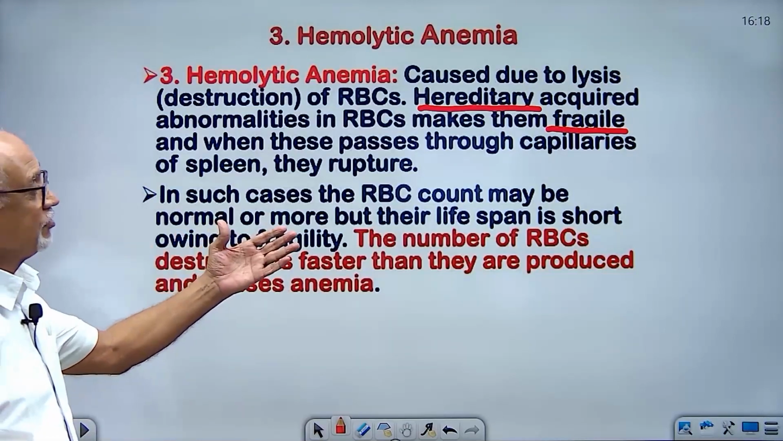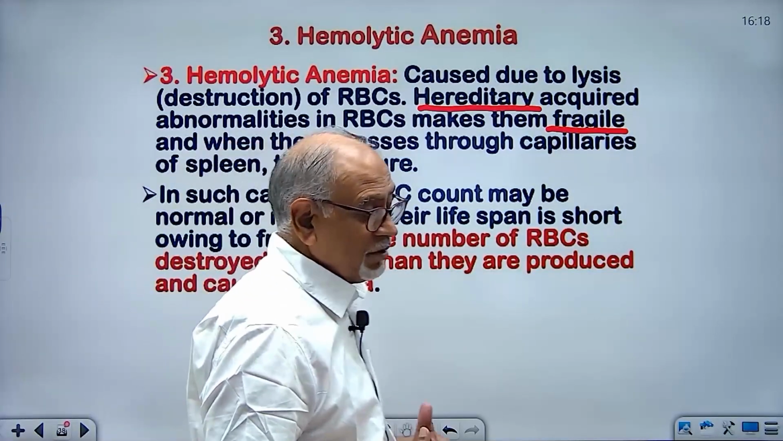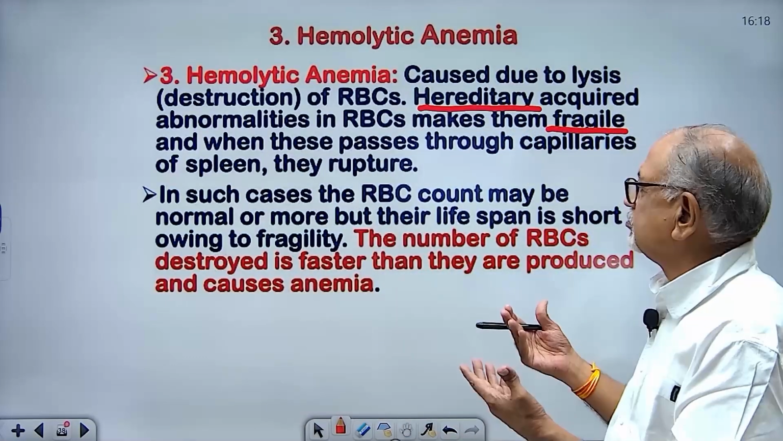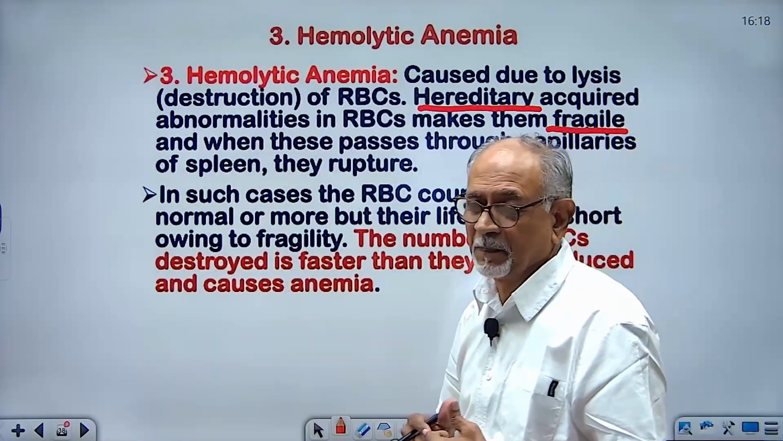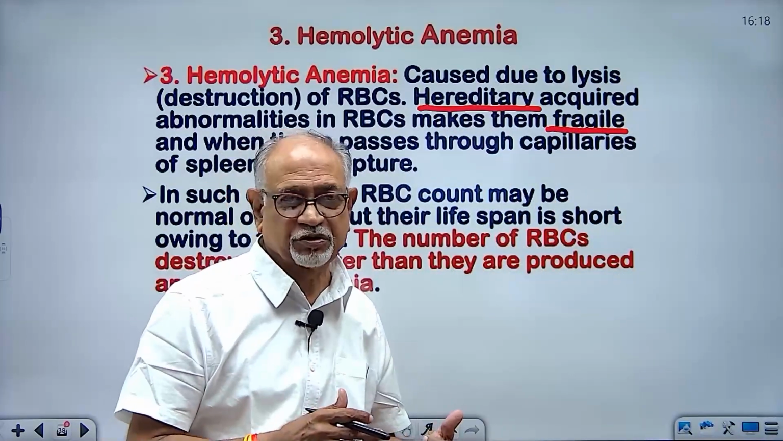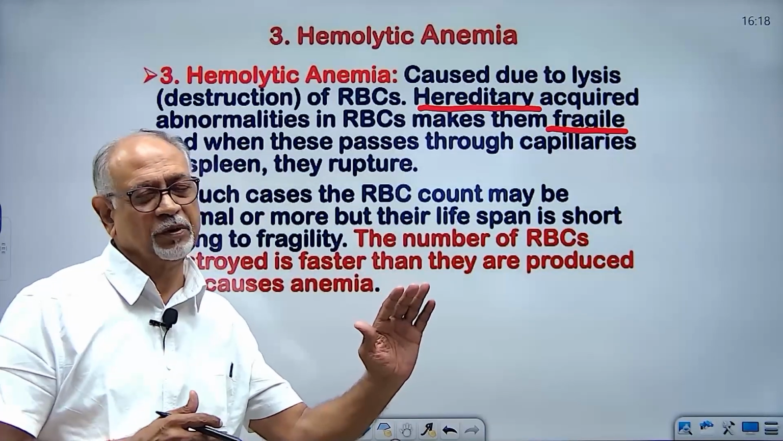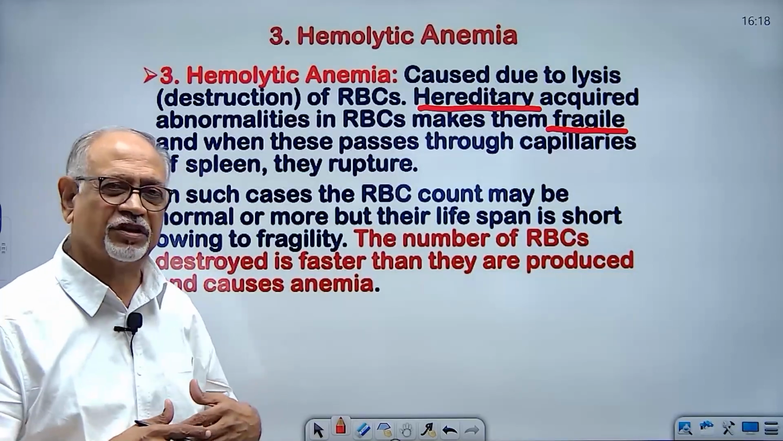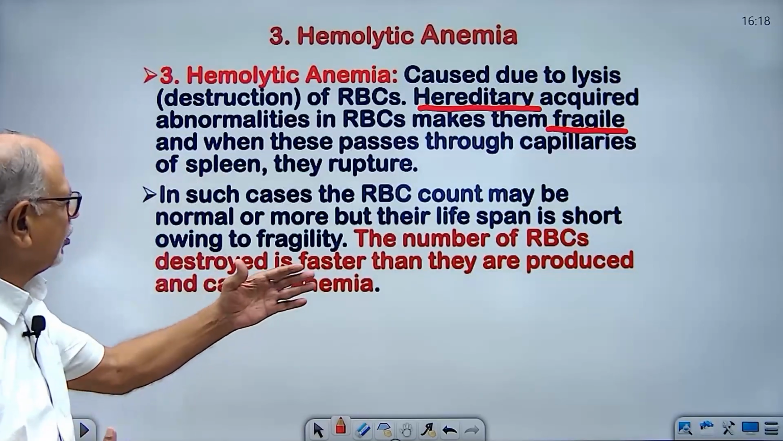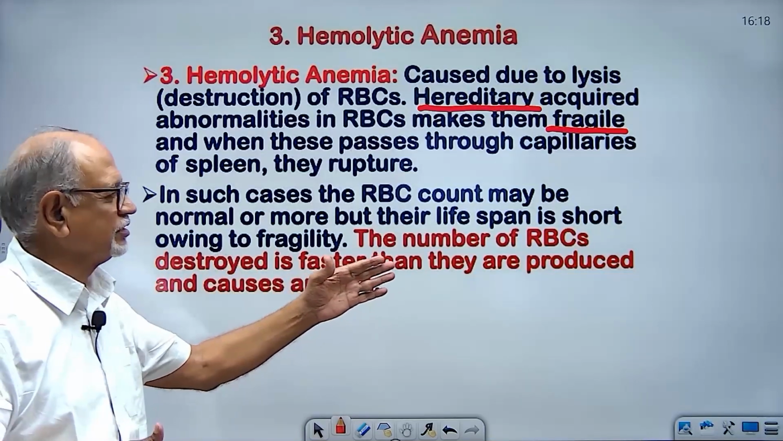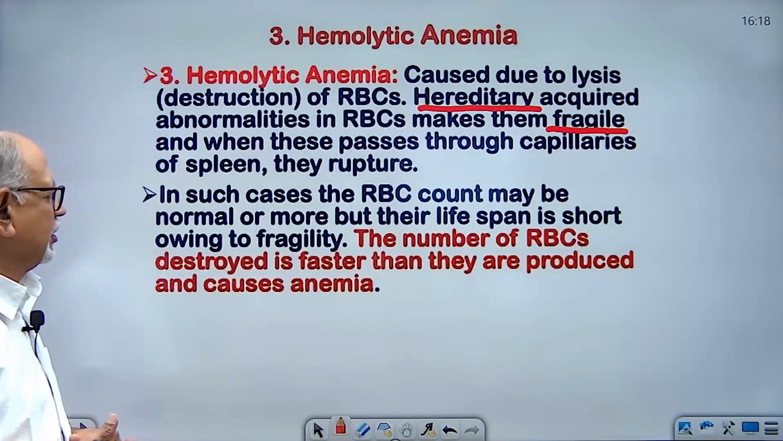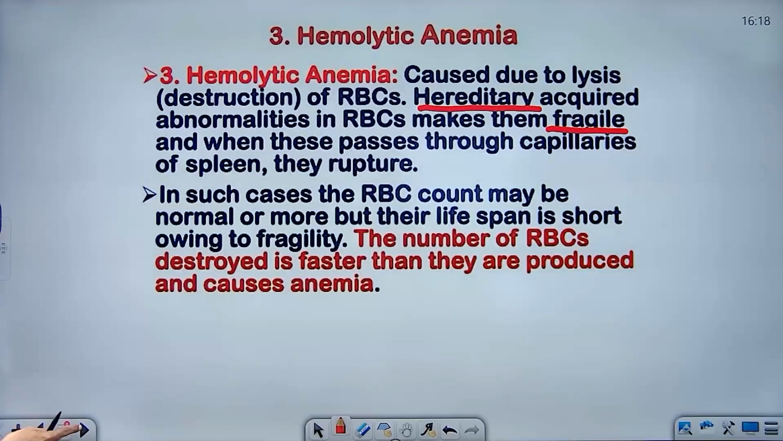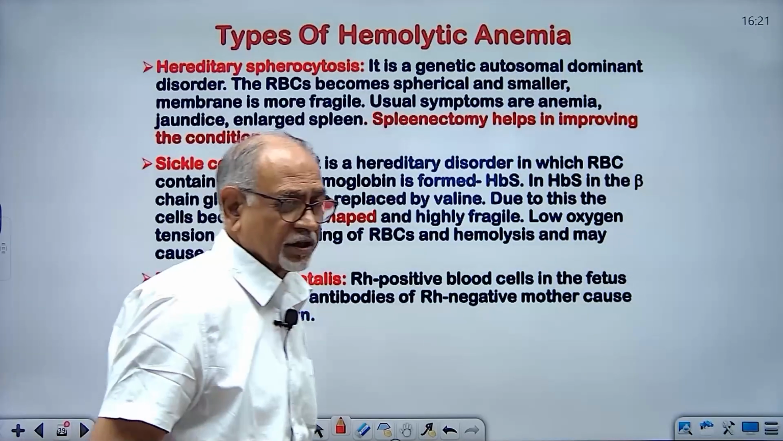In such cases, RBC count may be normal or more, but their lifespan is reduced, because when they pass from the spleen, because of being fragile, they are lysed or they are destroyed, and the number of RBC destroyed is faster than they are produced. This causes anemic condition. Now, types of hemolytic anemia.